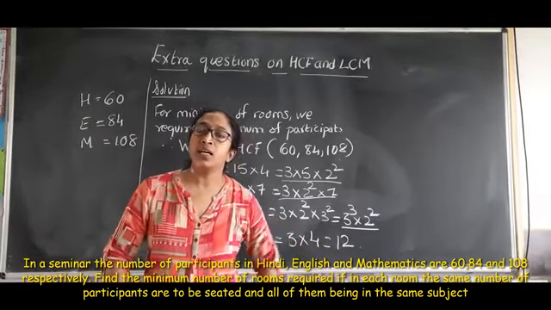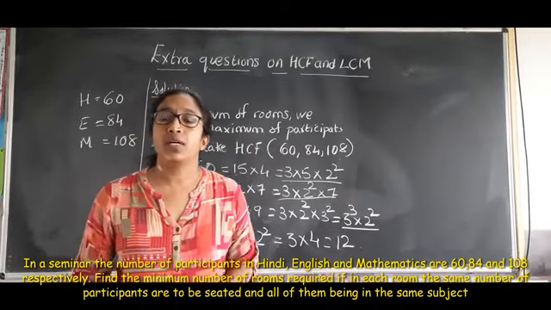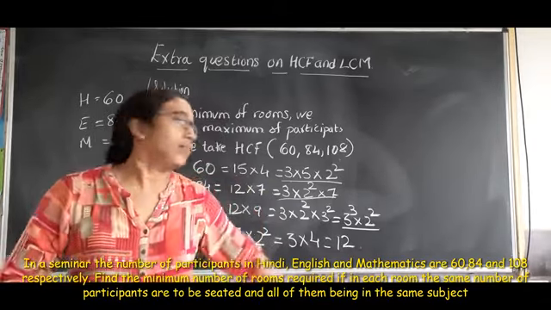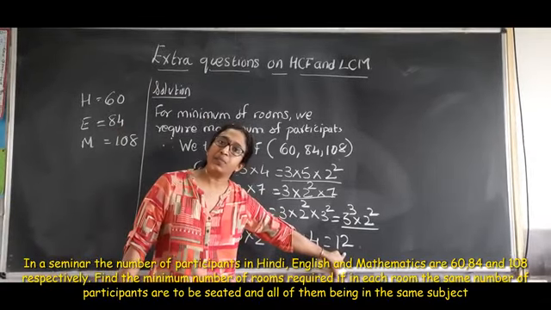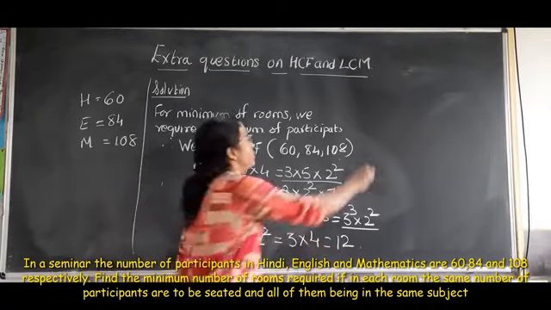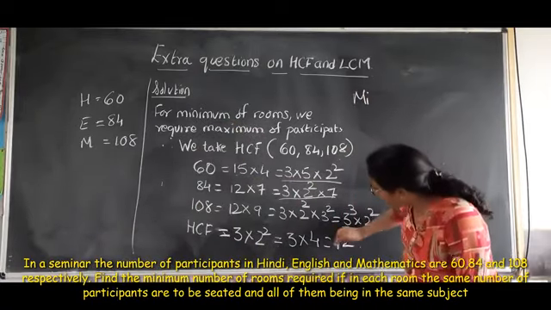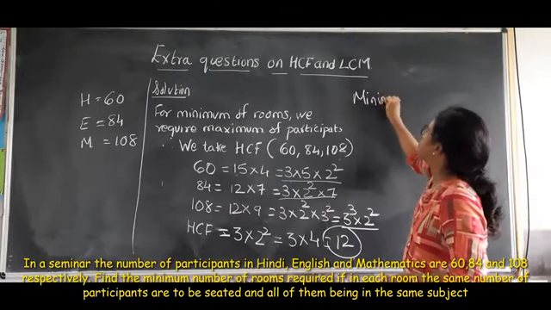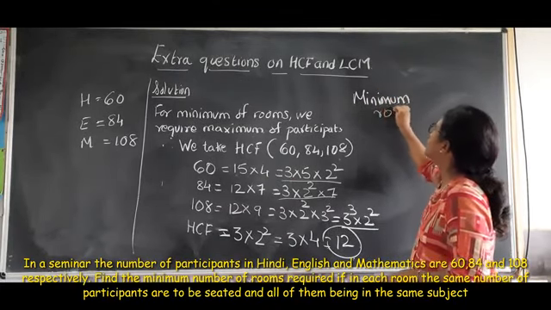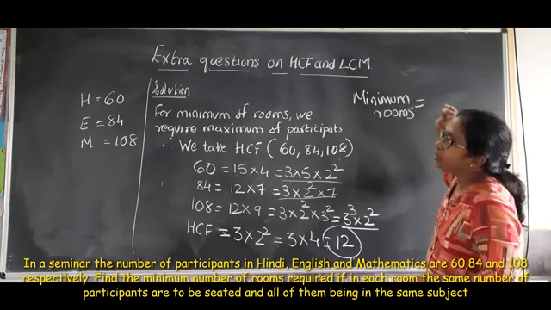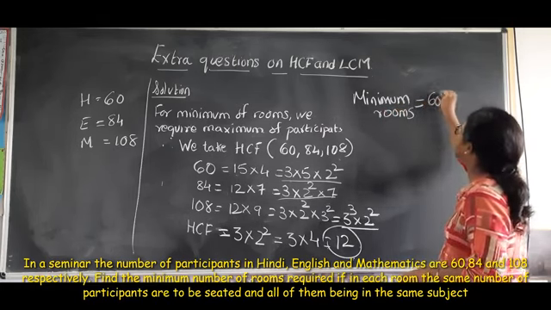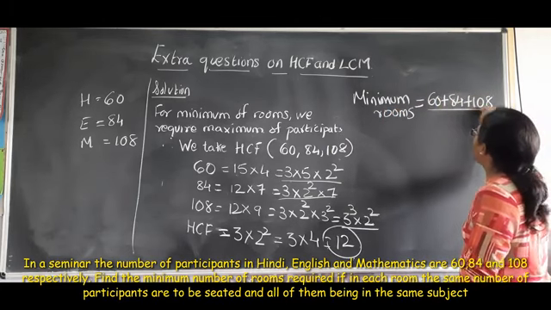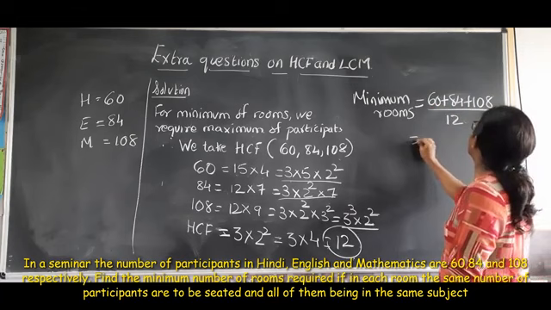So to find the minimum number of rooms, we have to do the total number of participants divided by this. How many maximum number of participants can be there? 12 in this room. Correct? So here we have found out the maximum number of participants that can be there in one room. Since the question asks for the minimum number of rooms we require, the total participants are 60 plus 84 plus 108, and in one room how many participants can be there? 12. So here let's add.